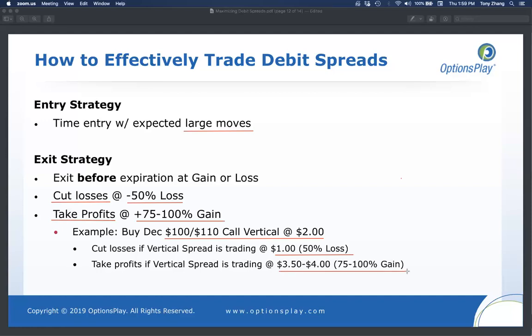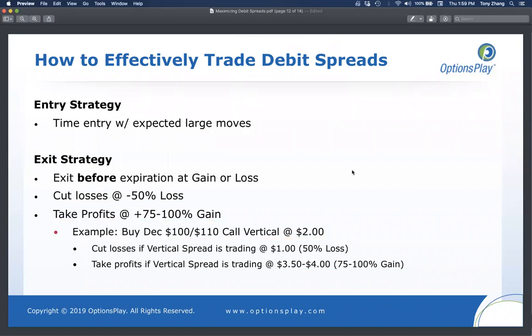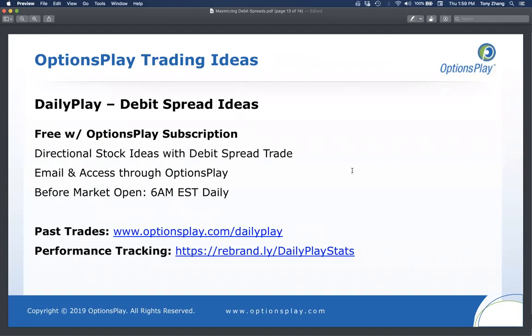So really simple rules. I just want to make sure everyone understands that before I move on. If you do, please type 1 into the chat window. Okay, perfect. Great. So with that is all the rules and slides that I have regarding debit spreads.